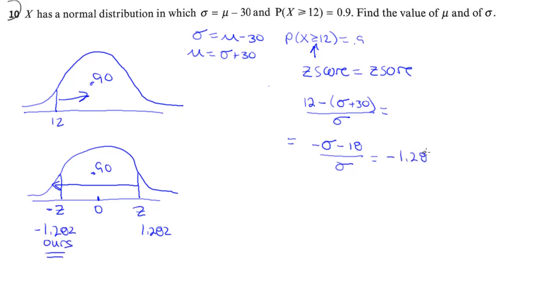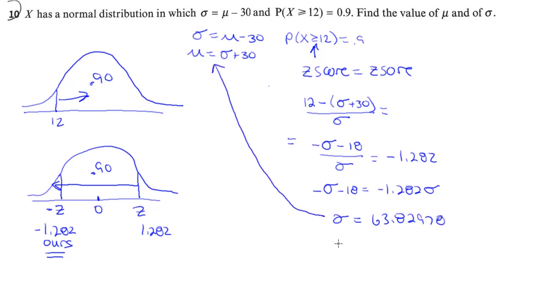Ours is negative 1.282. Anyway, now all I got to do is get the standard deviation by itself. I'm going to find out the standard deviation is going to be 63.8, blah, blah, blah. And then all I got to do is go back to this original thing they gave us in the beginning and find out the mean is going to be 30 more than that. And then round to 3 significant figures, and I'm good to go.